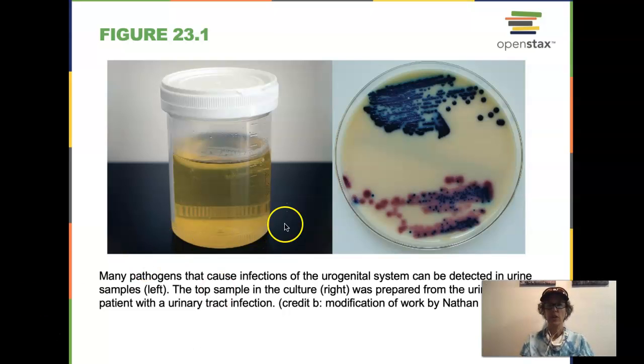So this culture was prepared from a person that had a urinary tract infection. And it's a specialized agar so that it is selective for particular microbes to show up and differential. We see some that grew with this dark navy color and others that had this burgundy color in the background. So there was a mixture of microbes present in that sample.